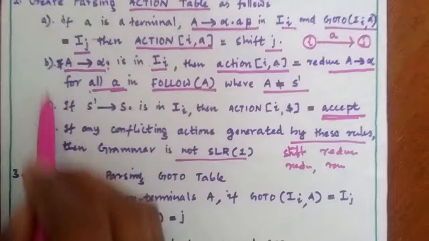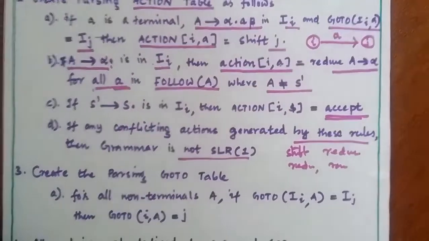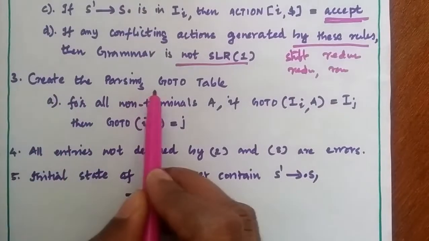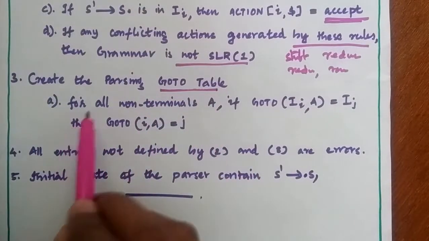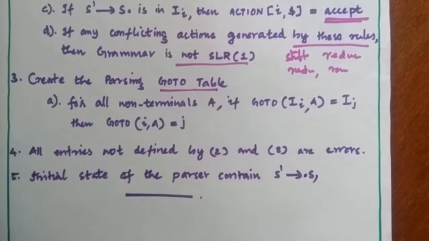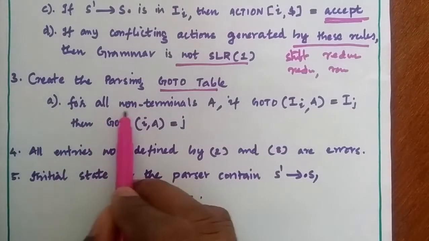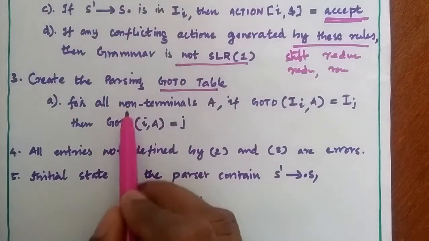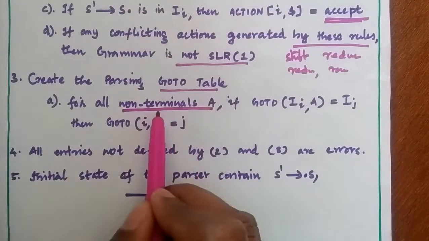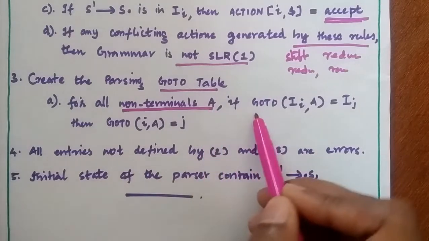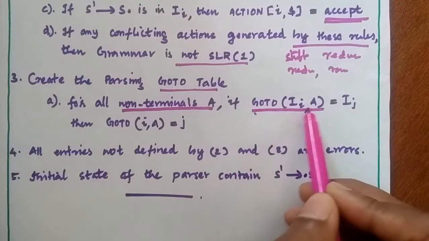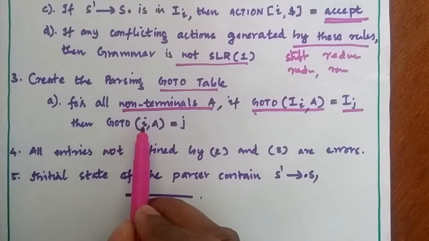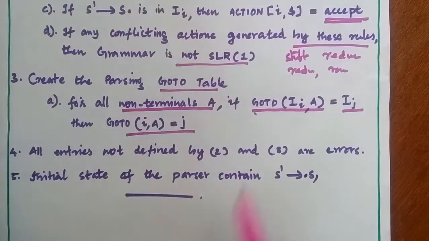So this is the 4 rule to construct action table. The next one is how to create a goto table. Goto table is a transition table, so that transition is with respect to all non-terminals. So if a non-terminal A, goto of I comma A is equal to j, then in the goto table, goto of I comma A is equal to j.